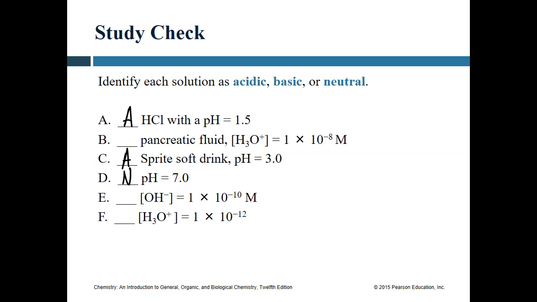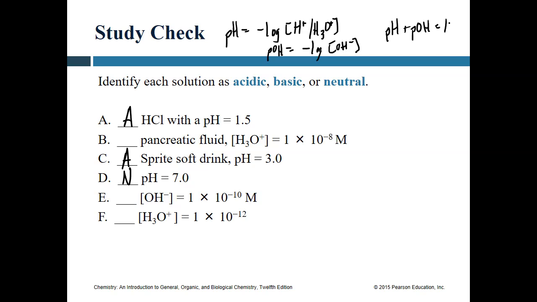Now, what do I do with these other ones? Well, that's where I have to do those calculations. So the calculations that are important to us: pH is the negative log of H plus or H3O plus. pOH is the negative log of OH minus. And pH and pOH add together to make 14. So in letter B, I'm given the concentration of hydronium. So the negative log of 1 times 10 to the negative 8th would give me a pH of 8.